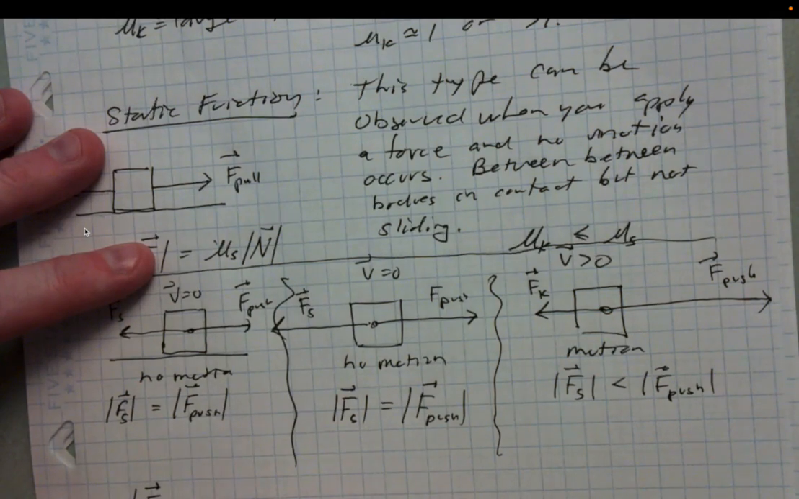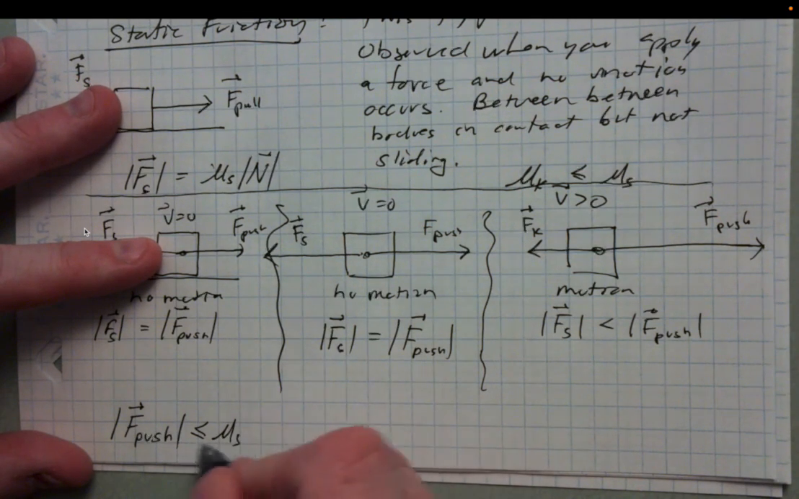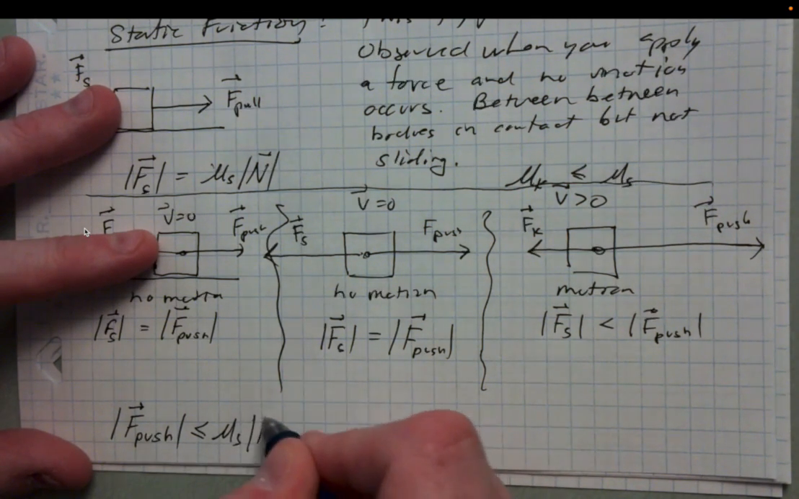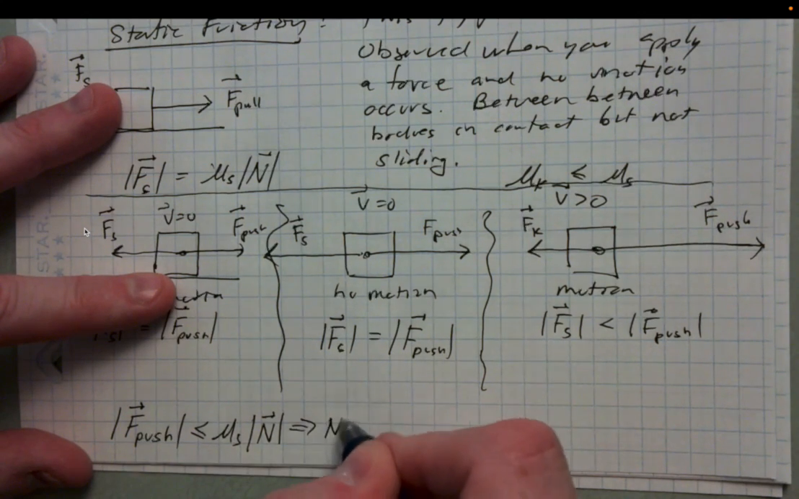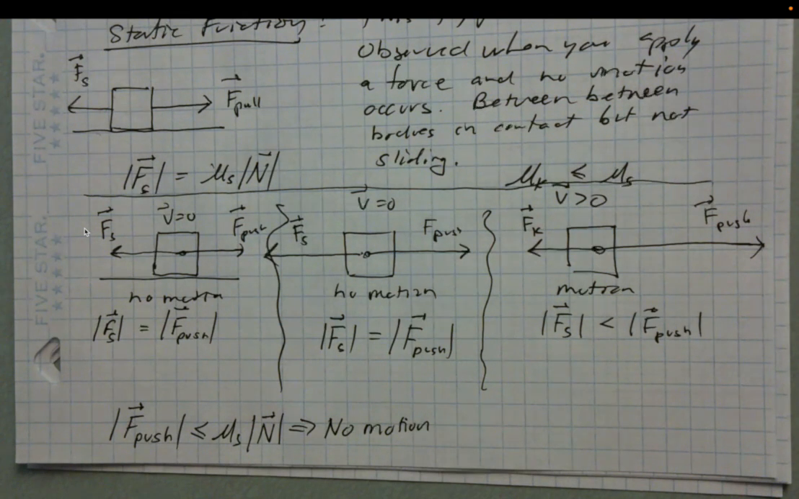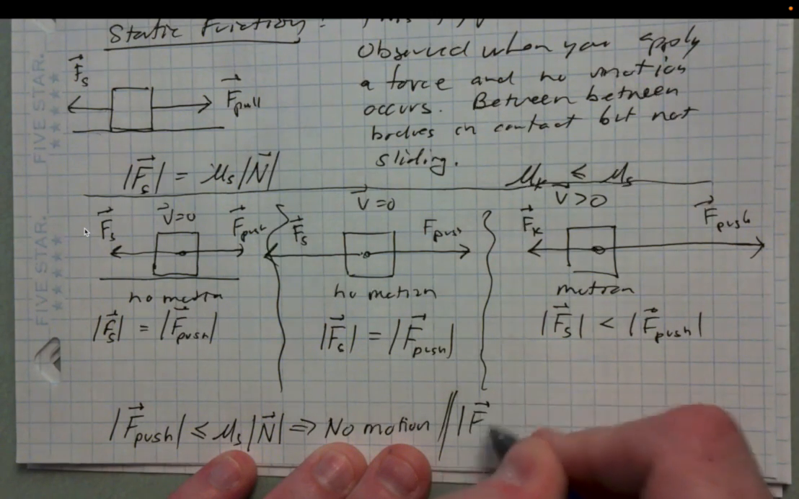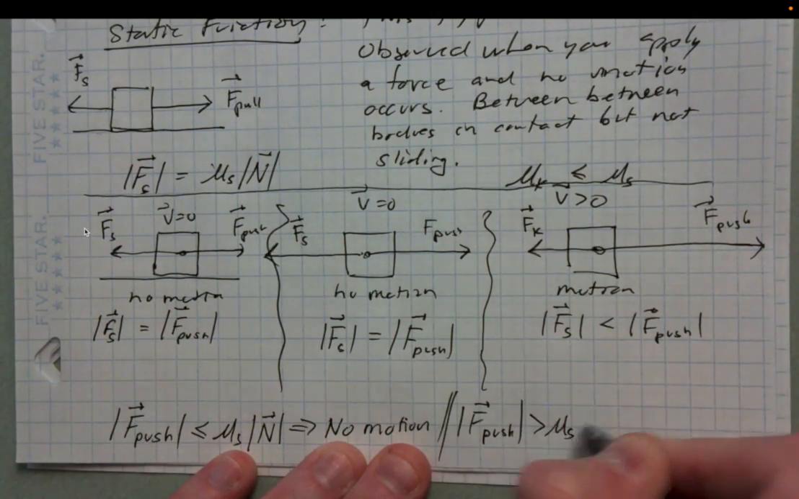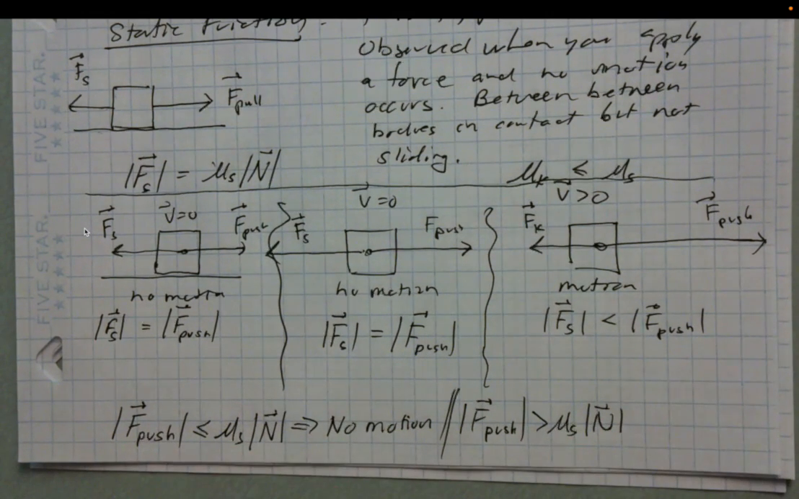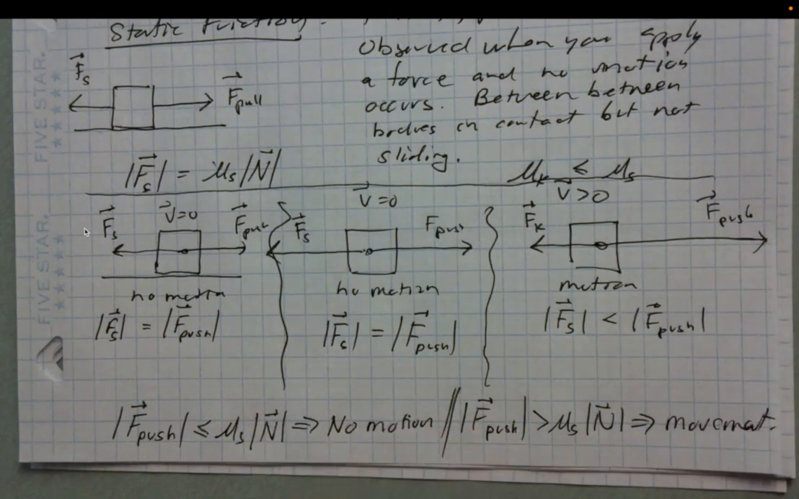Okay, so to summarize here, if the magnitude of the push force is less than or equal to the static friction coefficient times the magnitude of the normal force, then that means no motion. As you push and push, the amount of force pushing back, holding it in place, will increase to a threshold. And as soon as F push is greater than mu sub s times the normal force, the object will move. Okay, so that's static friction.